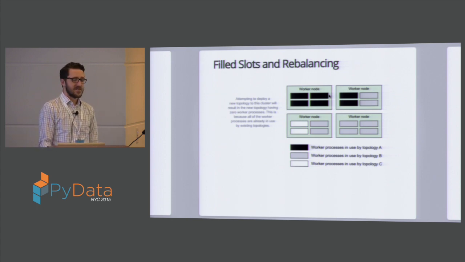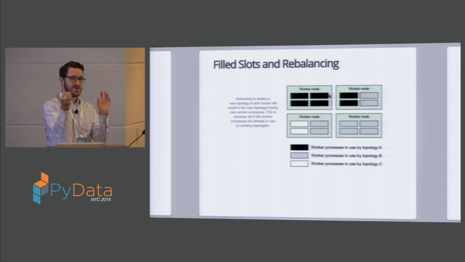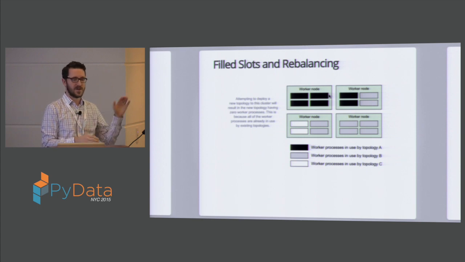So one of the nice things that Storm has is this rebalancing command where you say rebalance, and it shifts everything around and makes sure that there's an equal number of processes for each topology spread throughout the cluster.